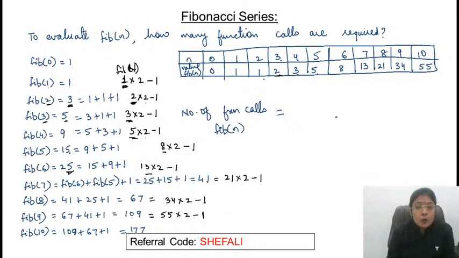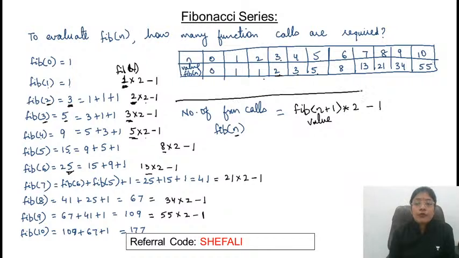So what is the formula? That is nothing but, अगर n के लिए function calls calculate कर रहे हो, this is Fibonacci n plus 1 value into 2 minus 1. This is the formula.